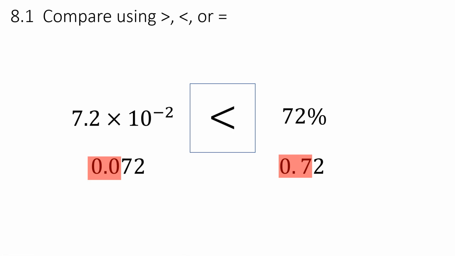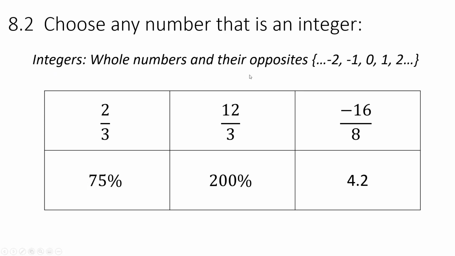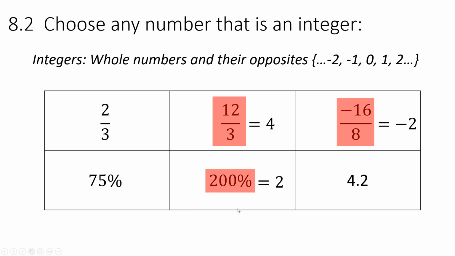Moving on, we're going to go through this rather quickly. So choose any number that is an integer. So integers are whole numbers and their opposites, such as these. So 2/3, nope, not going to work. 12/3 is going to be working out to 4, so that could be considered an integer. Negative 16 divided by 8 works out to negative 2, that could be considered an integer. 75%, no, because that's 0.75. 200% is the same thing as 2, so that works. 4 2/10, nope, not an integer. So these three are your integers. Moving on.